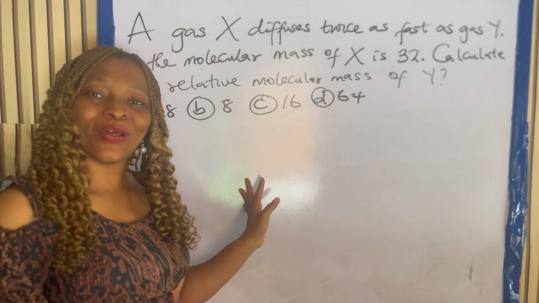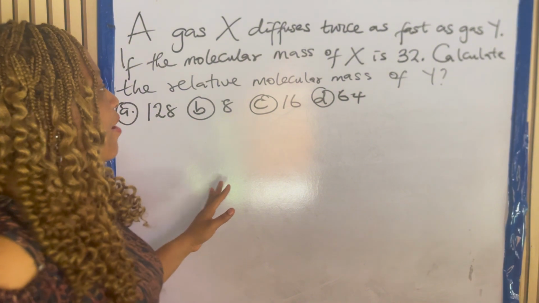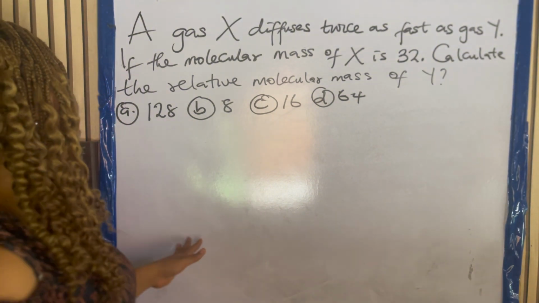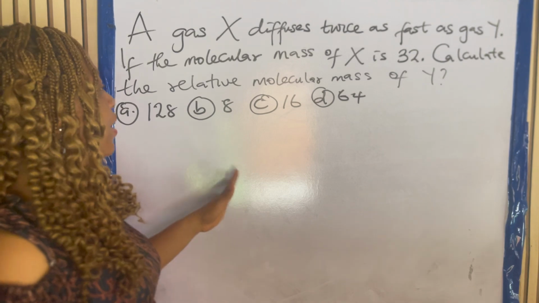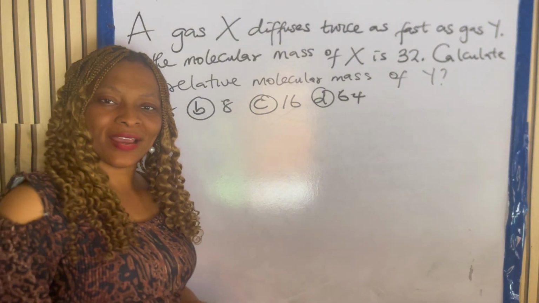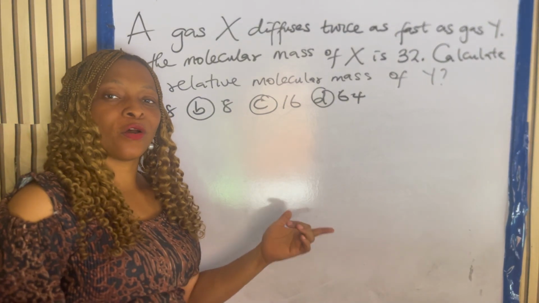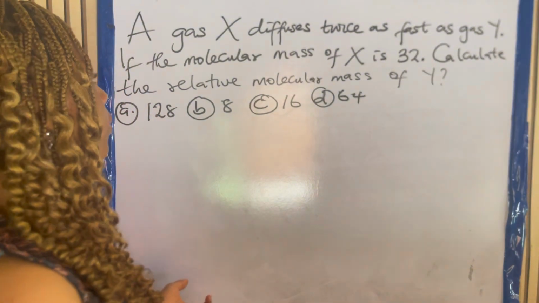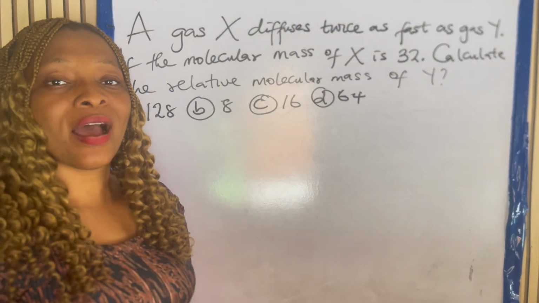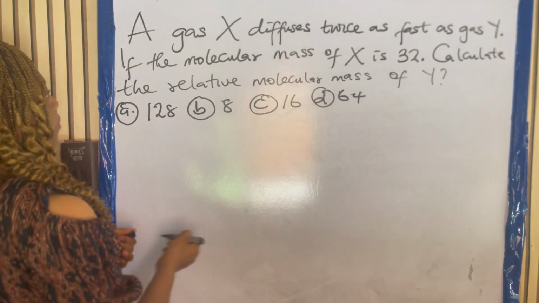Okay, so let's look at another question. A gas X diffuses twice as fast as gas Y. If the molecular mass of X is 32, calculate the relative molecular mass of Y. Now, this question is under Graham's law of diffusion. So what are we going to do? We're going to first of all write out our parameters. So what are the parameters?